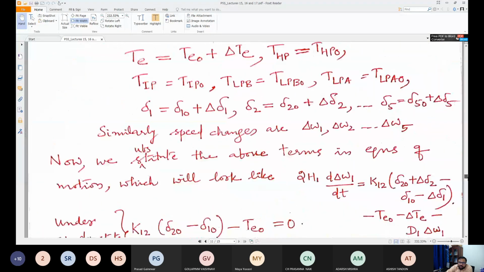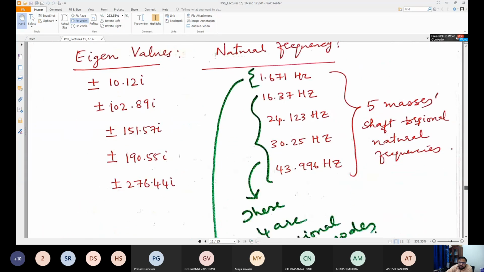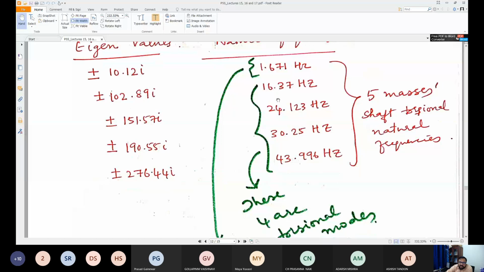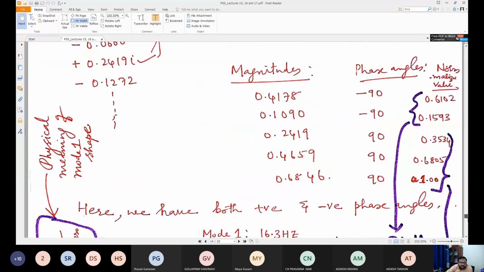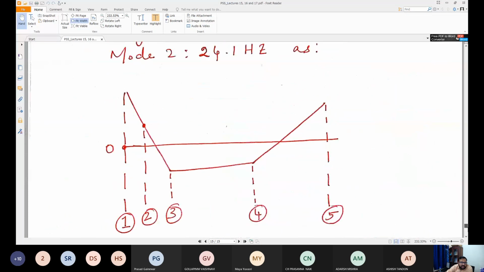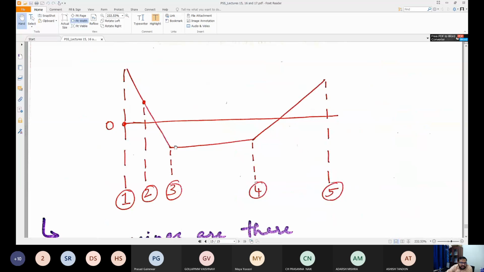I'll show you the 24.123 Hertz here. This is the 1.671 Hertz. This is mode 0. This is mode 1. This is mode 2. For mode 2, again, we are drawing the mode shape. So we are getting here like this 1, 2, 3, then 4 here, 5 here. What is the meaning of this? How is the oscillation happening here?